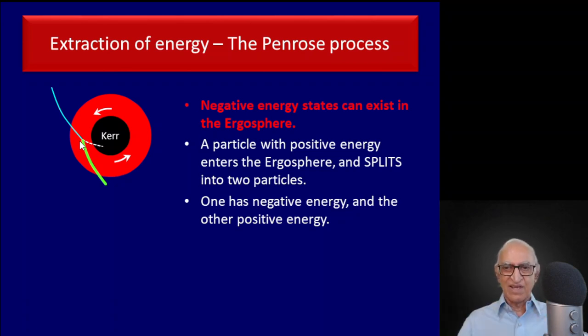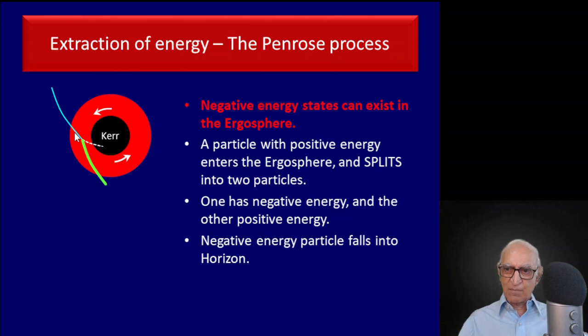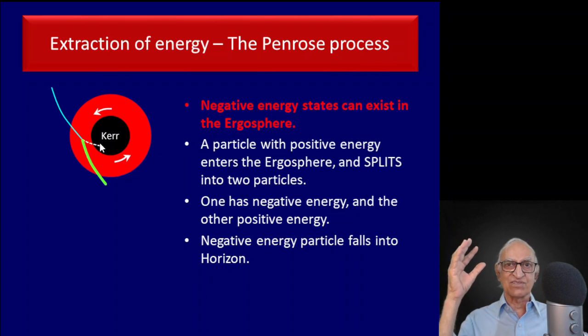There's no fraud. The particle inside the ergosphere legitimately splits into a particle with a negative energy and a particle with positive energy, which is greater than the incident energy. The particle with negative energy falls into the event horizon. It's gone from this universe. But the particle with positive energy, the green particle, says, it's been a nice vacation, let me get out of the ergosphere and go back and tell this story.